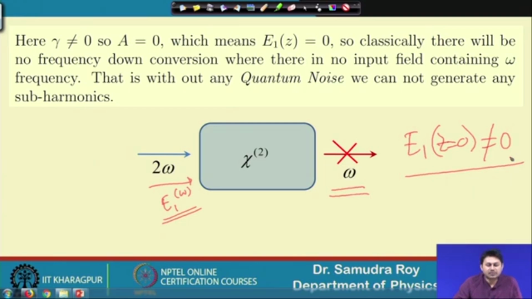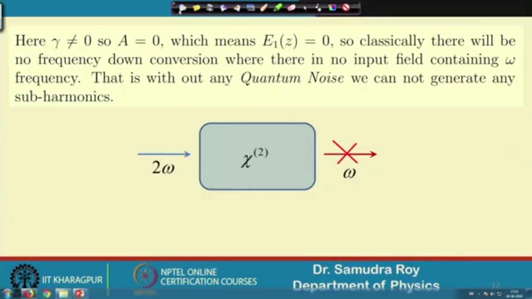So, in the next class, let me conclude here today. So far we are dealing with subharmonic generation. This is a parametric process, that means I am launching 2 omega and trying to generate omega, and classically this process is not possible. In order to generate the subharmonic waves, we need to put some kind of input of this subharmonic field, and in the next class we will find that even if I put the input, it may not be amplified.